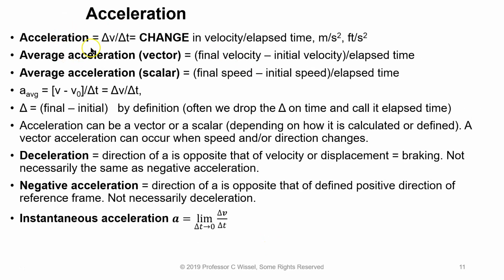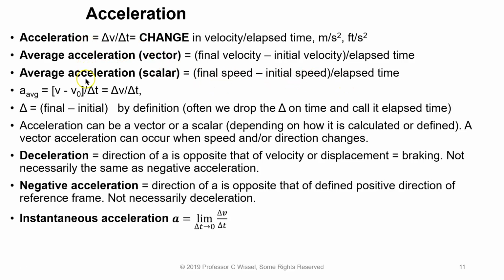Acceleration is delta v over delta t. It's the change in velocity divided by elapsed time, in meters per second squared or feet per second squared, usually. The average acceleration is a vector. That equals the final velocity minus initial velocity divided by the elapsed time. The average acceleration as a scalar equals final speed minus initial speed divided by elapsed time.